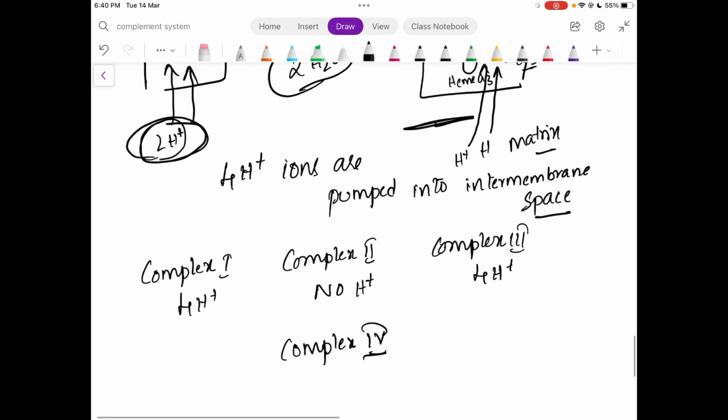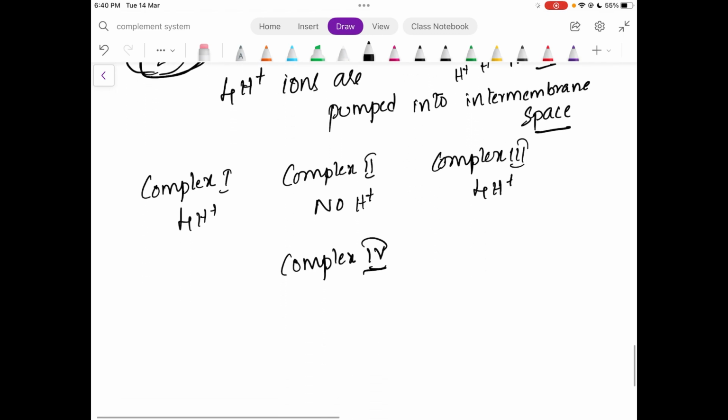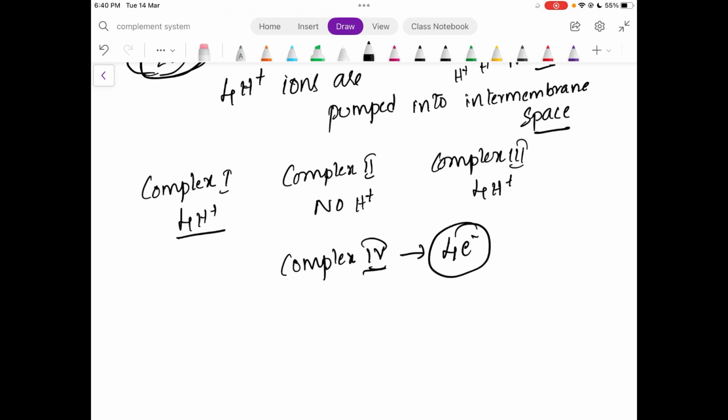In complex 4, how many electrons are we utilizing? We are utilizing 4 electrons. But in complex 1, how many electrons are we utilizing? 2 electrons. Here also 2 electrons. Why are 4 electrons required in complex 4? To break oxygen, you require 4 electrons. So the reaction is starting with 2 electrons. For each 2 electrons, you are getting 4 H plus.